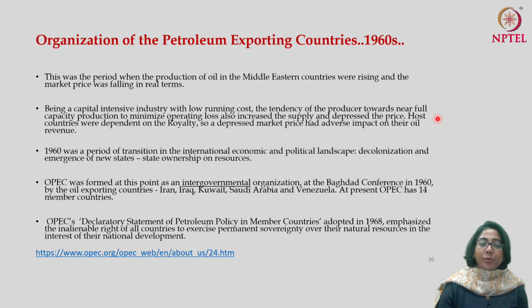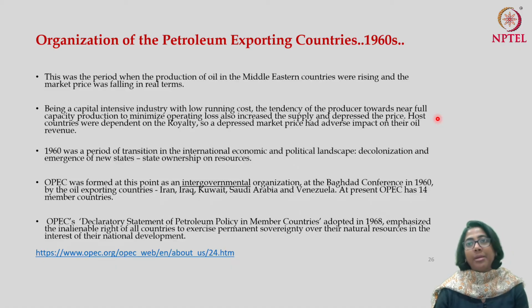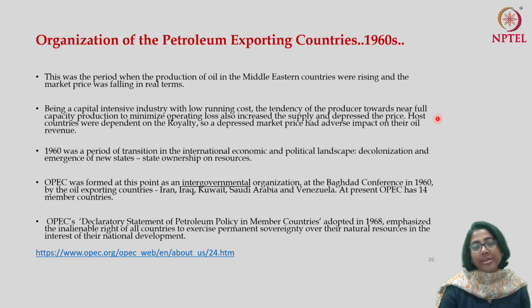And one form in which this was manifested is that everybody started arguing that the concession should go away from the oil market. It should not be the case that a foreign company should come and have the ownership of the subsoil natural resources, take it out, carry on the business, and pay only the royalty to the host country. There was a lot of emphasis that it should go away.